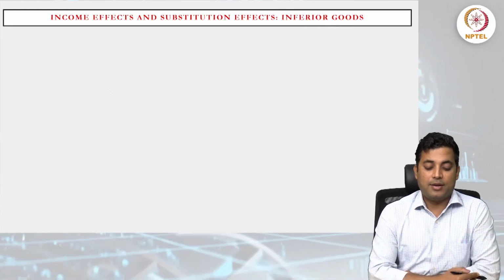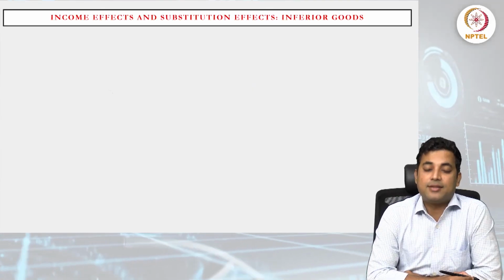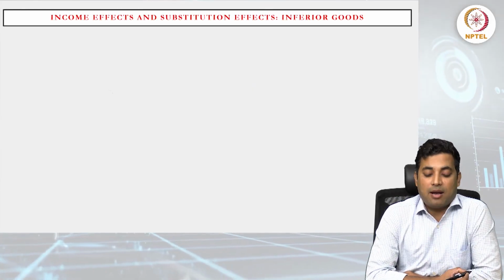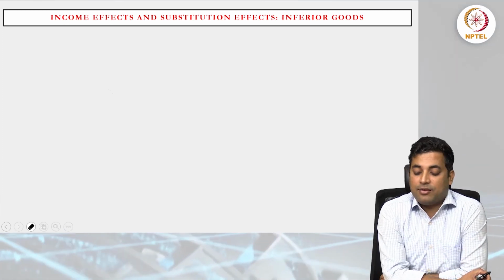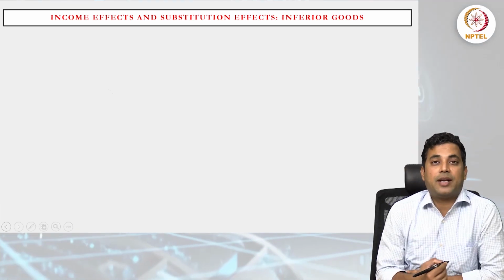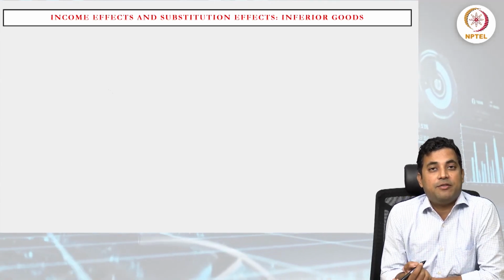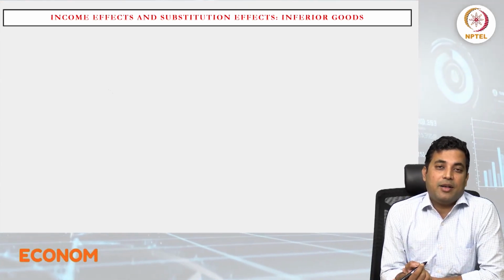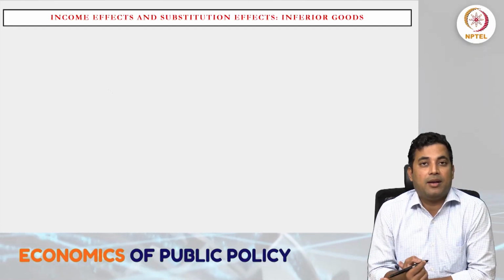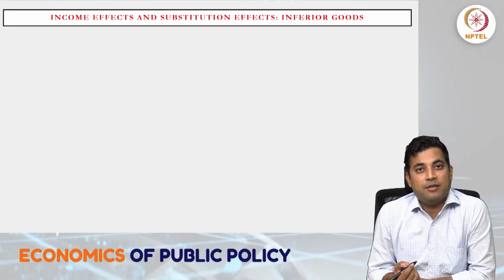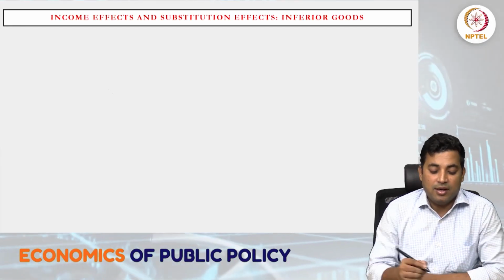So now let's move to the next case. What happens to the income effect, price effect and substitution effect in the case of inferior goods? By definition, inferior goods are those goods whose demand decreases as individuals' income increases.